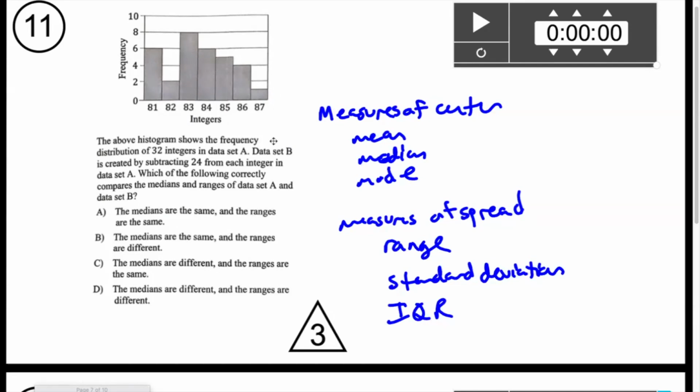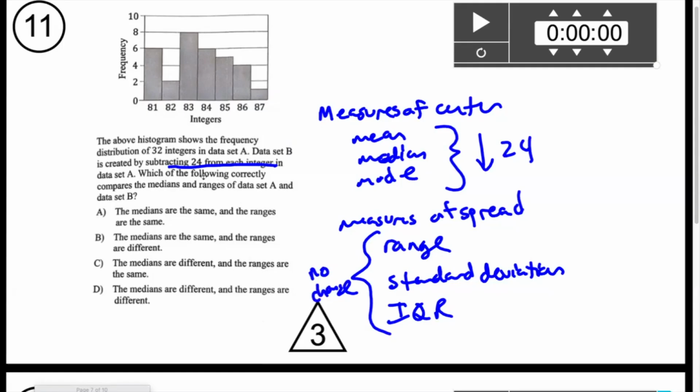So what happens is anytime, so this data set actually doesn't really matter. What matters is the second data set, we subtract 24 from every piece of data. If you add or subtract, we talked about this earlier, the same number from all the data, then any measure of center is going to change by that amount. So these are all going to go down by 24. And anytime you subtract or add the same number from every data value, the spread is not going to change because they all change together. So how spread apart they are doesn't change. So the middle will go down by 24, but the spread won't change.